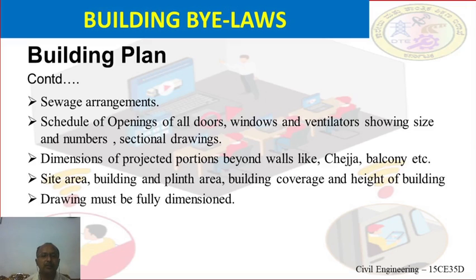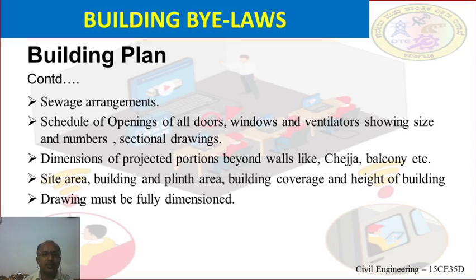The building plan will also include the sewage arrangements. As you know, from the waste which is generated from the bathrooms and water closets, the proper connection is to be given to the UGD connections, that is the sewage arrangements. The pipelines or the sewage arrangements are to be completely shown in the building plan.